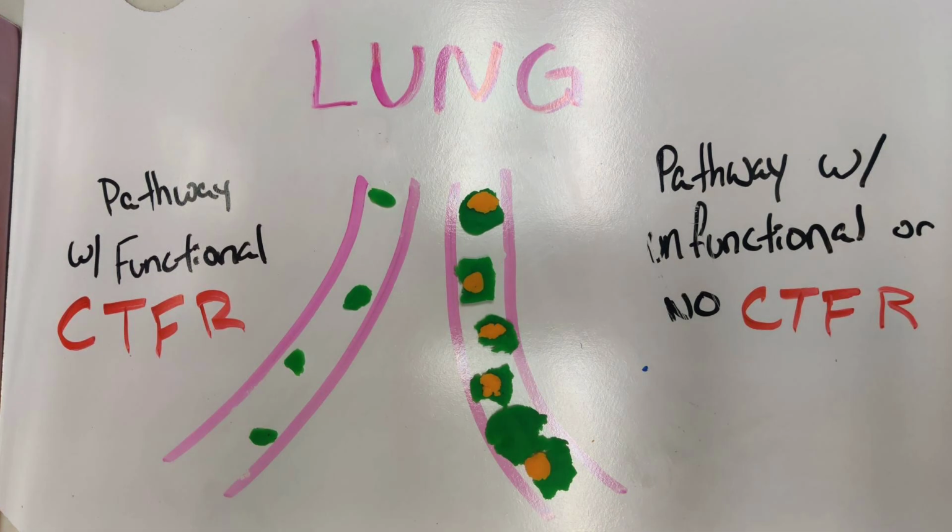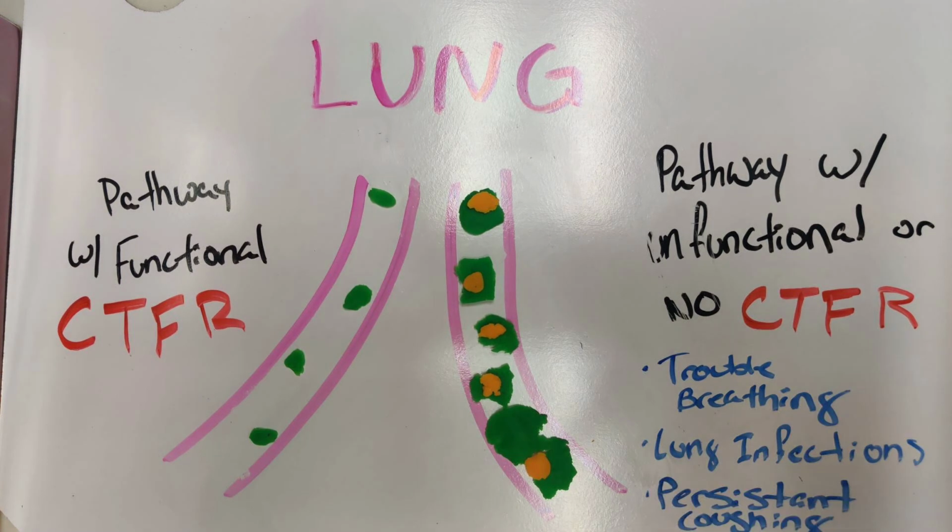Other CF symptoms inside the lungs include trouble breathing and persistent coughing. Most CF patients die from these lung complications. As patients grow older, the complications get worse. The average lifespan now is about 44 years. Back in the 2000s, it was about 20 years old.